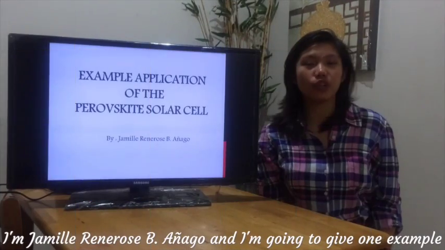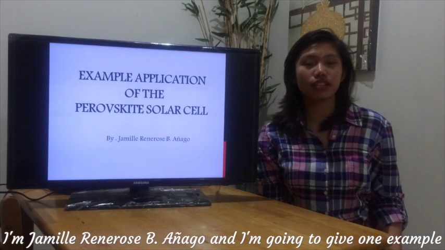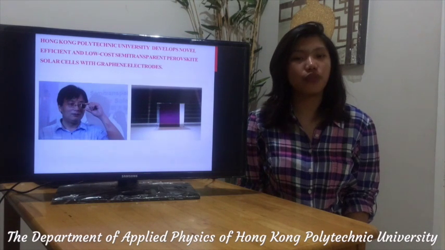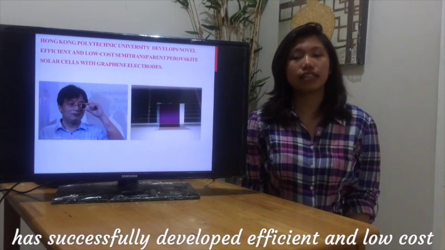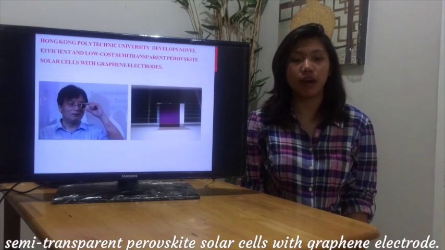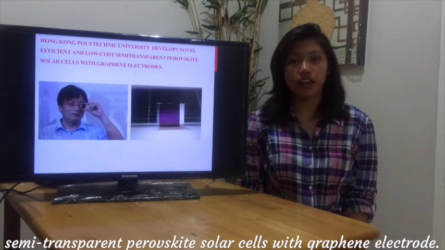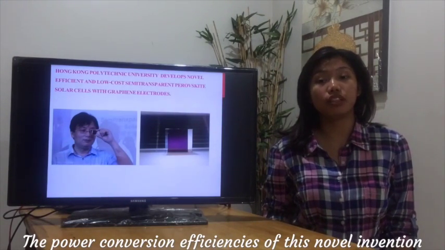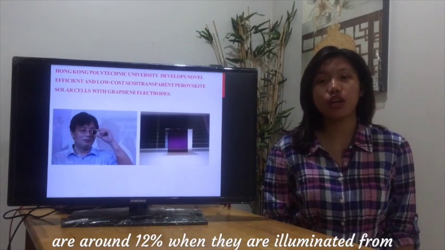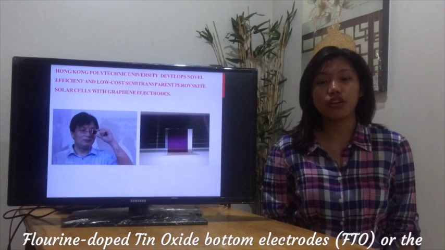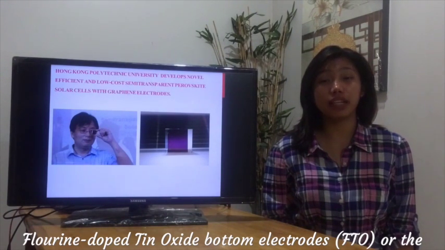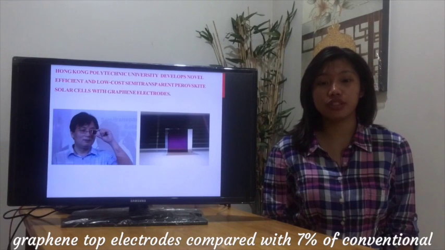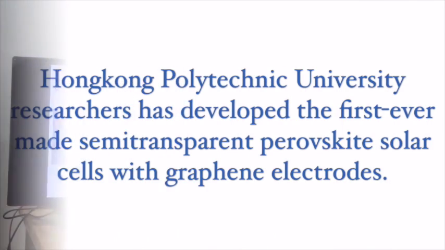I'm Rose Pianago, and I'm going to give one example of a perovskite solar cell. The Department of Applied Physics of Hong Kong Polytechnic University has successfully developed efficient and semi-transparent perovskite solar cells with graphene electrodes. The power conversion efficiencies of this novel invention are around 12% when they are illuminated from fluorine-doped tin oxide bottom electrodes or the graphene top electrodes, compared with 7% of conventional semi-transparent solar cells.